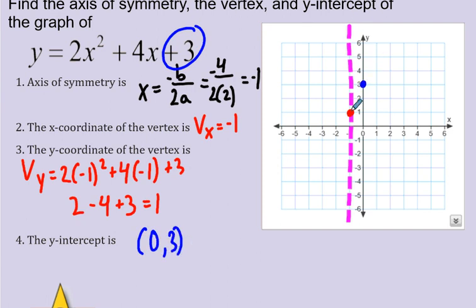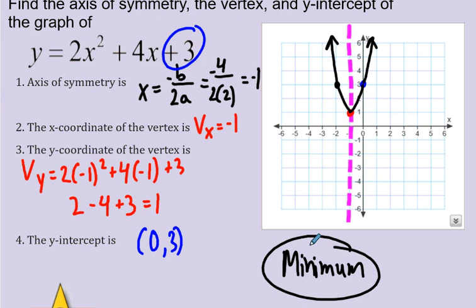I have one side of the graph, and then I reflect to get the other side. So the graph is actually this black part here. And for this graph, that vertex is again a minimum because it's the lowest point. If the graph opens upward, the vertex is going to be a minimum.